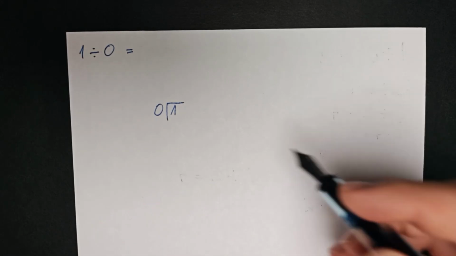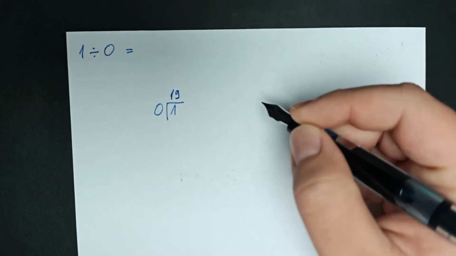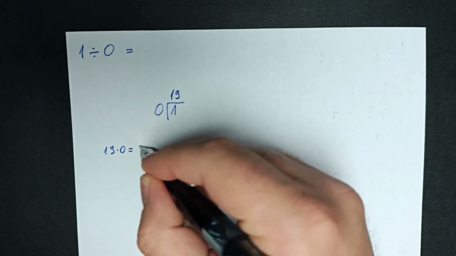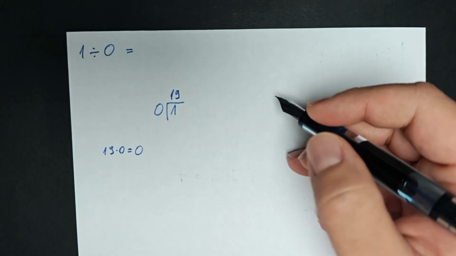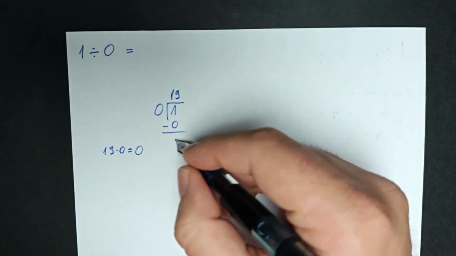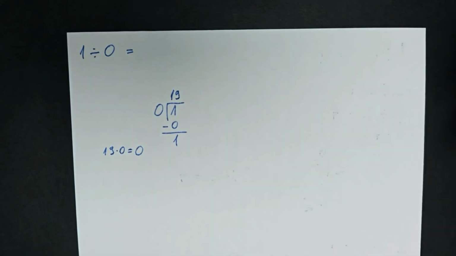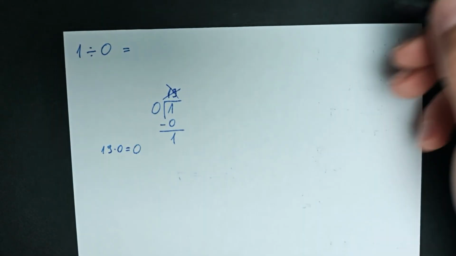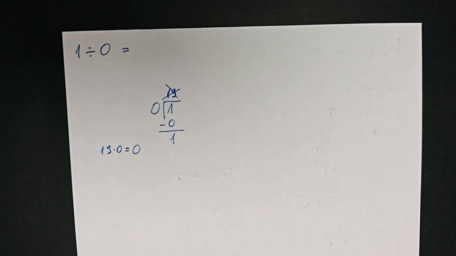Can we say that the answer is 19? 19 multiplied by 0 is equal to 0. And if you subtract 0 from this point, you get 1. This didn't do anything. We clearly see that 19 is not the answer. Let's try a different number.